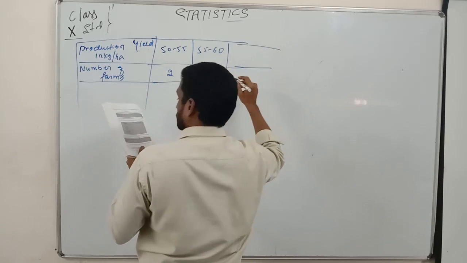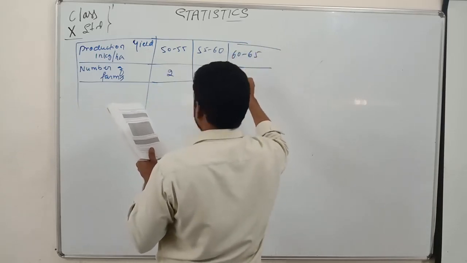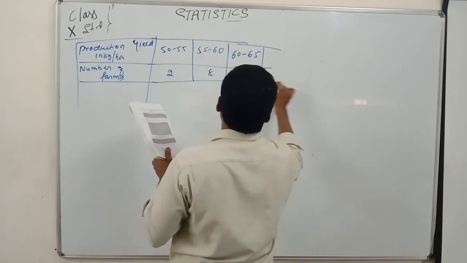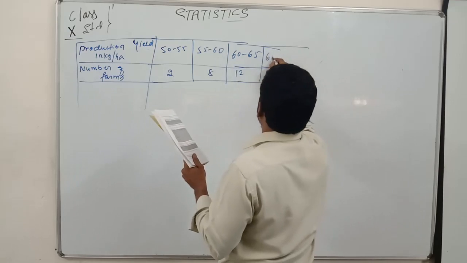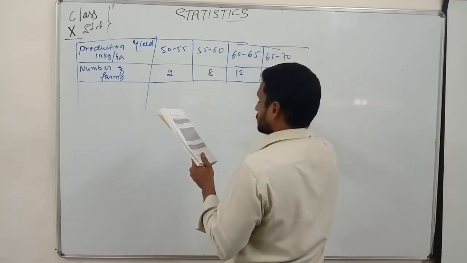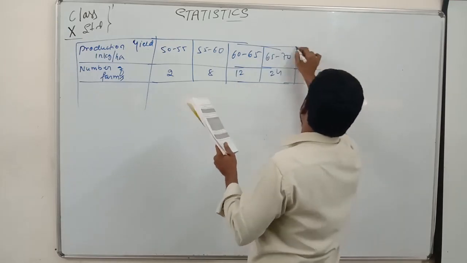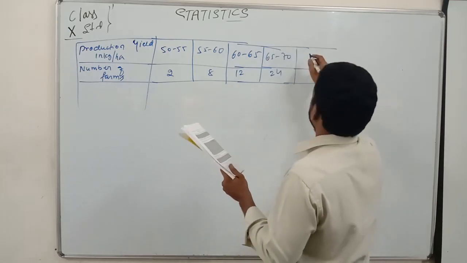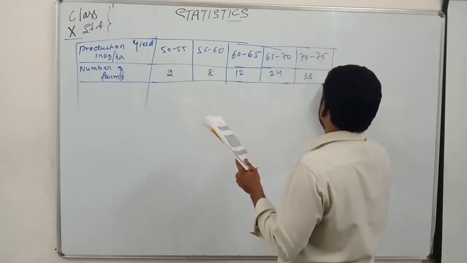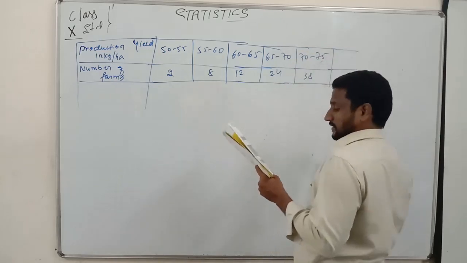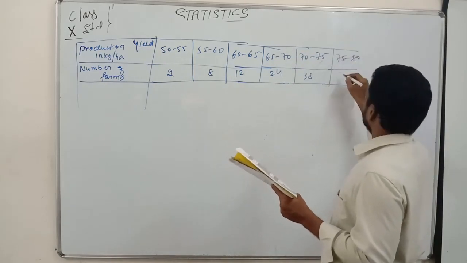Next, again 60 to 65, how many farms? 12. Again next, 65 to 70, that is equal to 24. 70 to 75, 38 farms. 75 to 80, 16 farms.